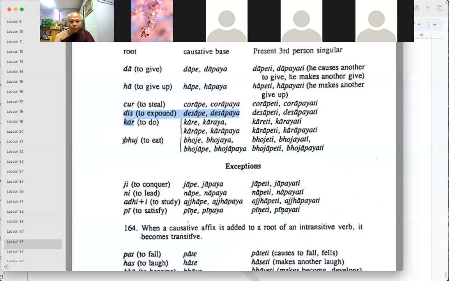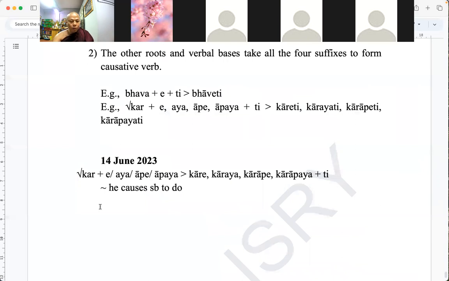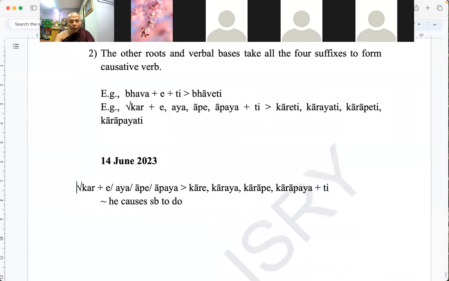And then now another example is root kar. So this root kar as a simple form. So root is kar, sign is o, and then ti. So we have karoti. That one we already learned. That means he does. Okay, he does. But instead of the o, we apply the e, aya, abe, abaya to form the causative verb. Okay, to form the causative verb.